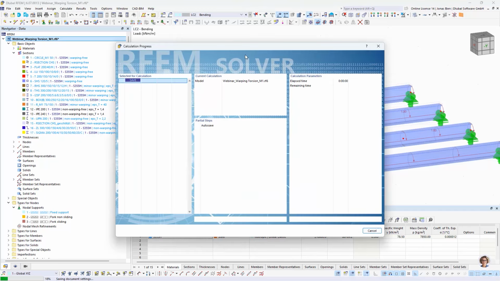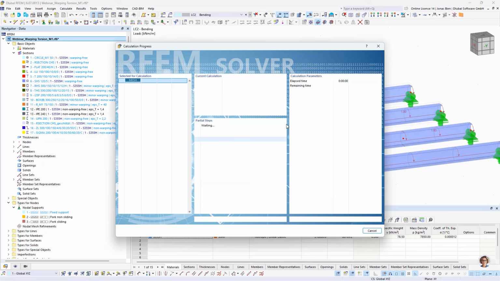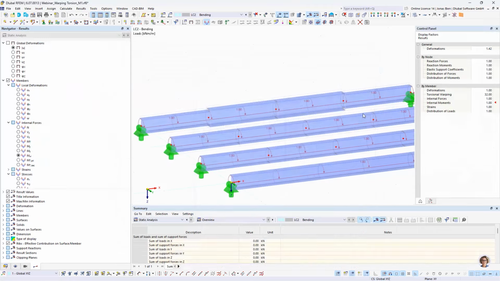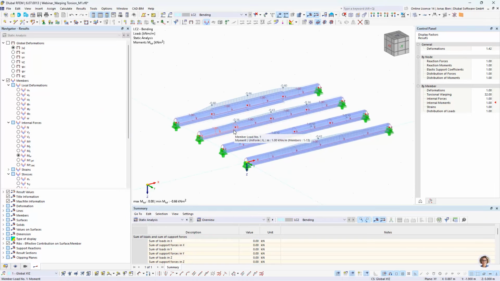In this case, even if we coupled them in a member set, it would give us a plausibility check warning saying that the topology or the orientation of the member is not compatible, and continuous warping cannot always be assumed. That's how you should read it. And I can still ignore it. By pressing ignore, it will still assume continuous warping here. But it's just giving you a hint that there is some discontinuity and you have to look into this.